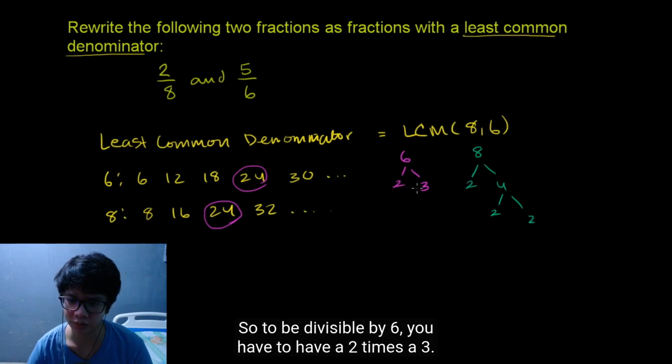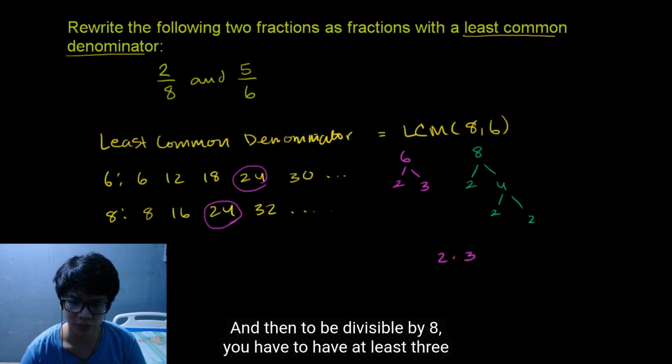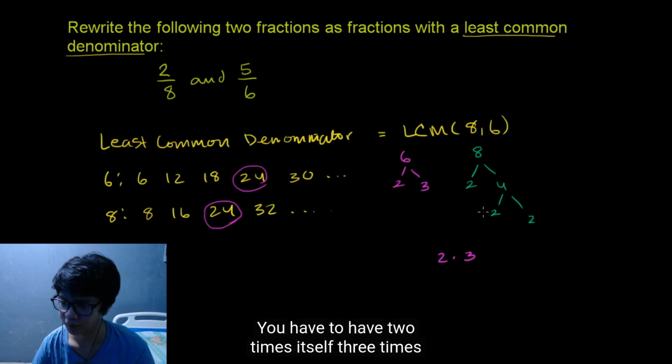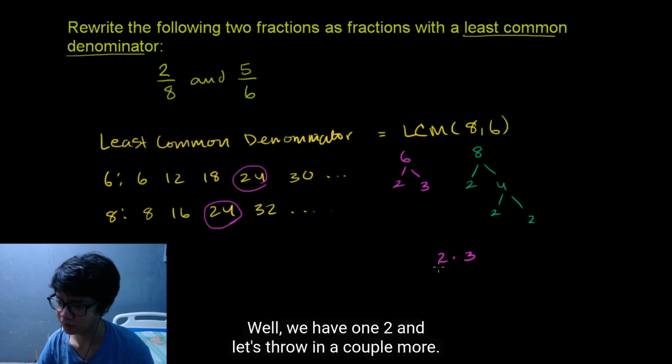So to be divisible by 6, you have to have a 2 times a 3. And then to be divisible by 8, you have to have at least three 2's. We only have, or you have to have 2 times itself 3 times, I should say. Well, we have one 2.